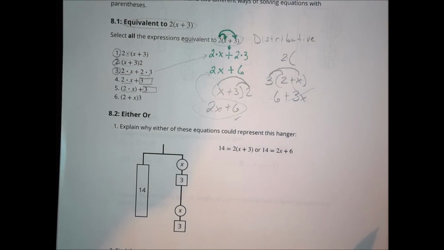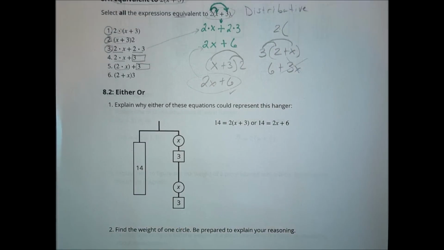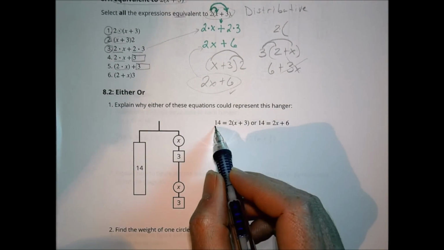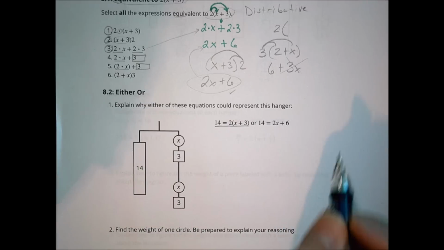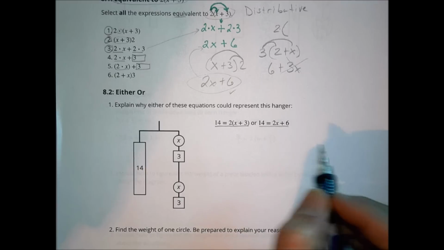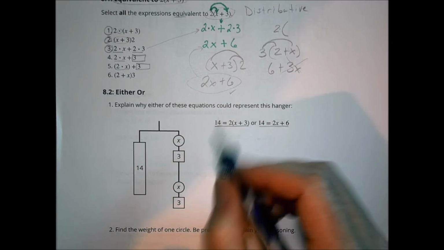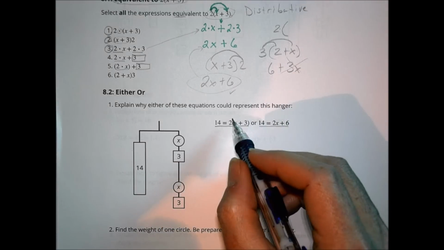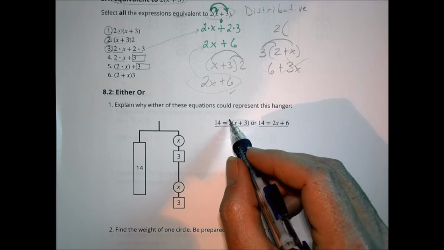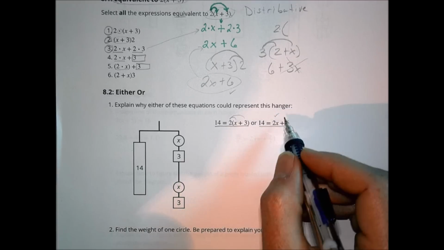So this next part here is called either or, and it says to explain why either, excuse me, of these equations could represent this hanger. So we have 14 equals 2 times the quantity x plus 3, or 14 equals 2x plus 6. So why could either one represent the hanger there? And based on what we just did a second ago, we can see that if I distribute this 2 into the quantity x plus 3, I'd have 2 times x, which is 2x, and I'd have 2 times 3, which is 6.